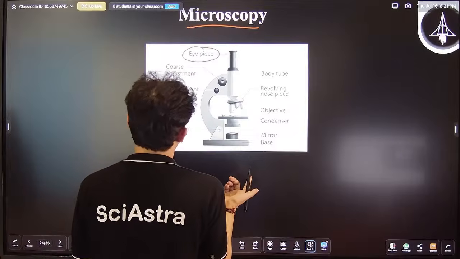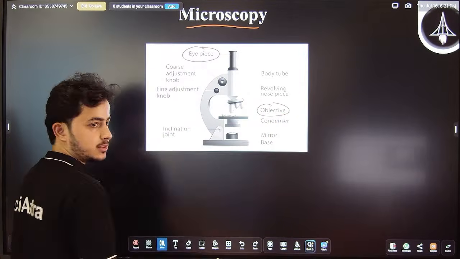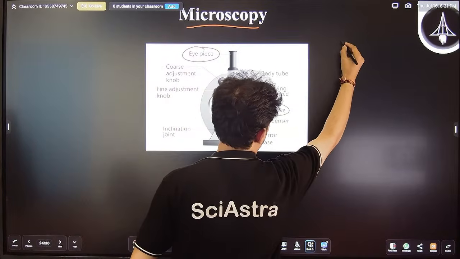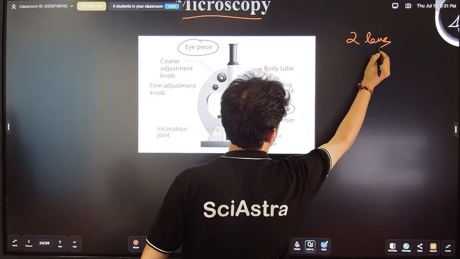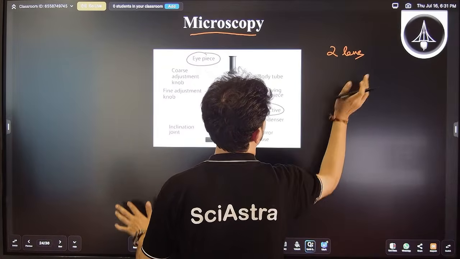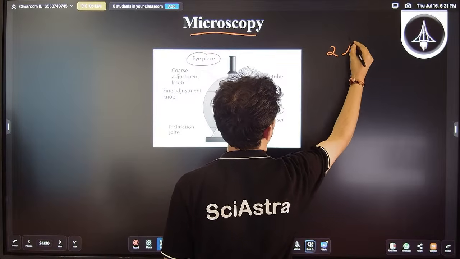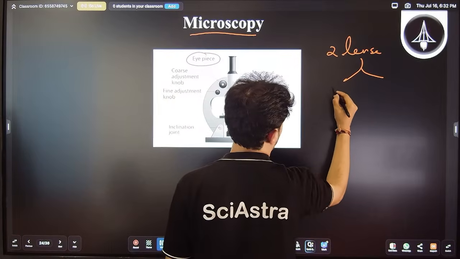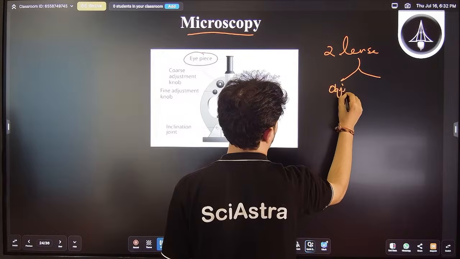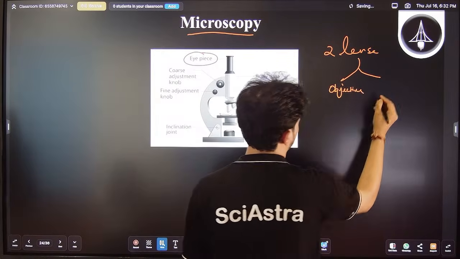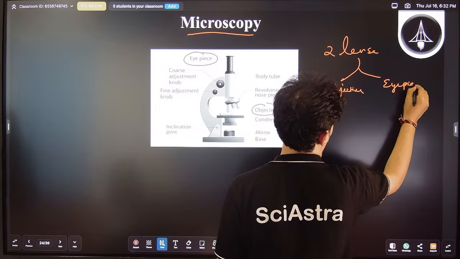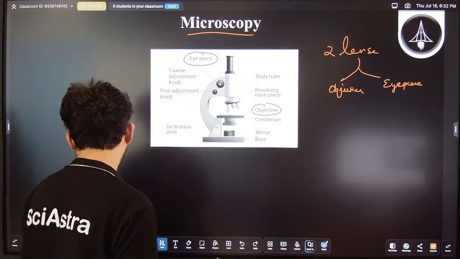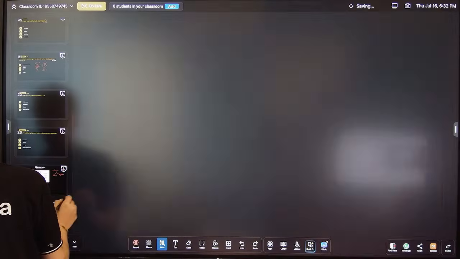The second important component that we have to focus on is the objective lens, okay. So if you understand, here you are having two lenses. The first lens we talk about is the objective lens, and the second lens is the eyepiece, right? Now before we move into the lenses, we need to understand what magnification means, correct?